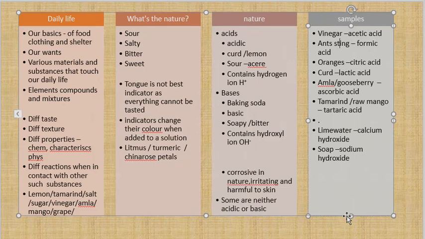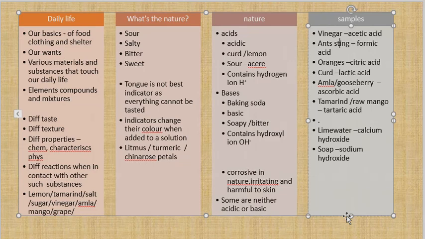Ascorbic acid is also there in vitamin C. That is why when you have a cold and take vitamin C tablets, it has a taste similar to gooseberry. Now, tamarind has tartaric acid. Likewise, raw mango also has a similar sour taste because of tartaric acid. These acids are naturally occurring in plants and animals. The milk, the ant, the vinegar, or the orange are all part of the naturally occurring acids. Now, lime water.